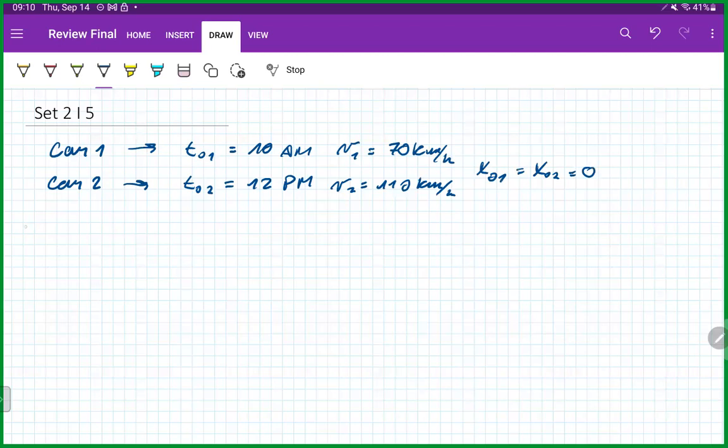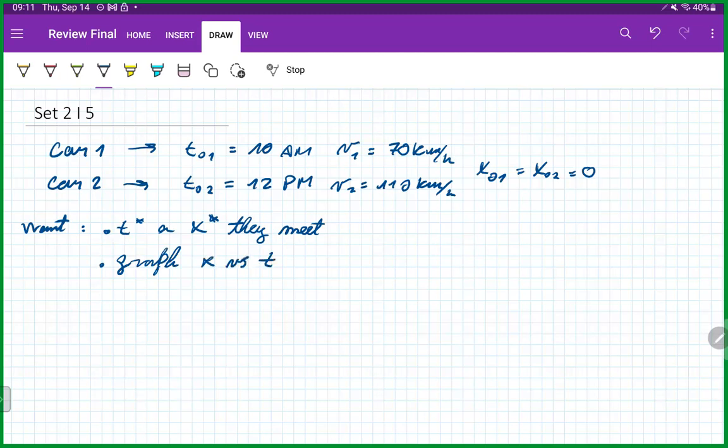And we want t asterisk and x asterisk, where they meet. And we want the graph. So this is one, this is the other bullet. Graph x versus t.